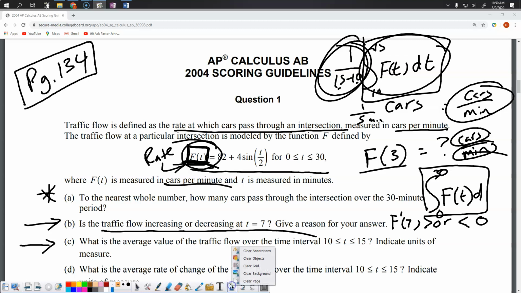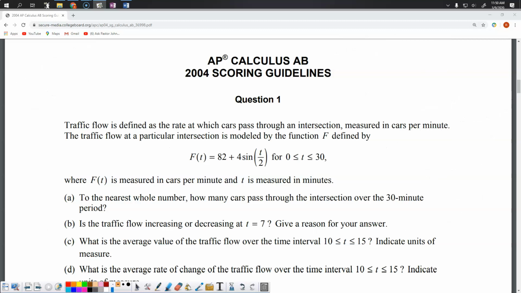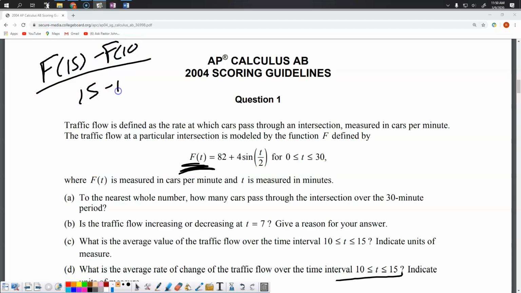The last one here is asking you guys to find the average rate of change of the traffic flow. So how quickly is this thing changing on the interval from 10 to 15? So that's f of 15 minus f of 10, over 5. This is the average rate of change. Now you got to watch your units though, right? On the top we have f, and f is cars per minute. But on the bottom, what do we have? We have minutes. So we have cars per minute per minute, in other words, cars per minute squared. So be aware of that.